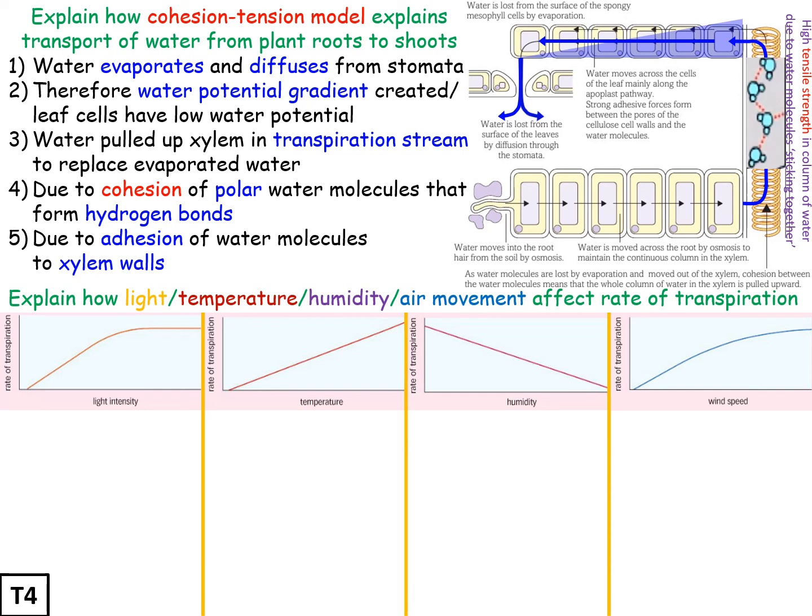If we do that, there's a high tensile strength in the column of the water in the transpiration stream, and because there's a high tensile strength due to the hydrogen bonds between the water molecules, that's why they called it the cohesion tension model. It's cohesion because of cohesion between the polar water molecules, and tension model because there's a high tensile strength within the transpiration stream of the xylem.